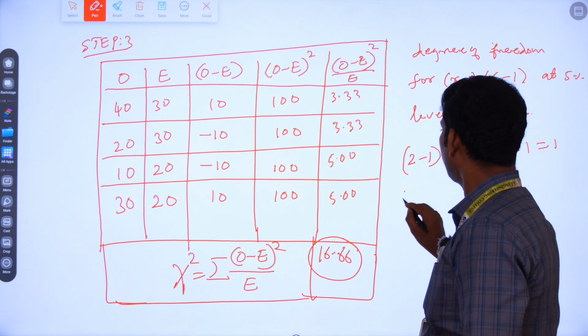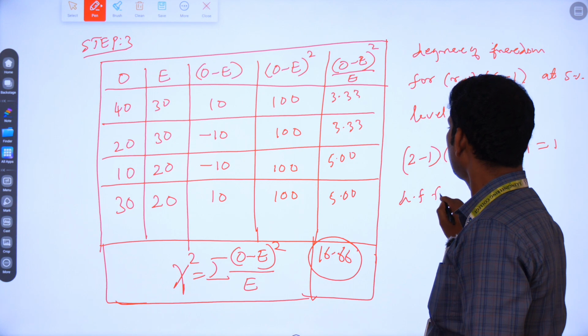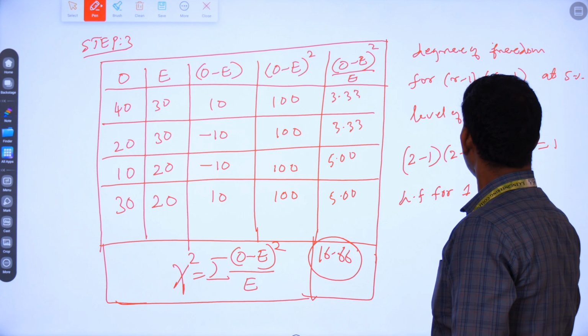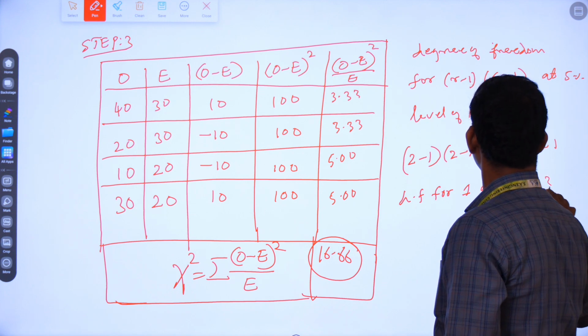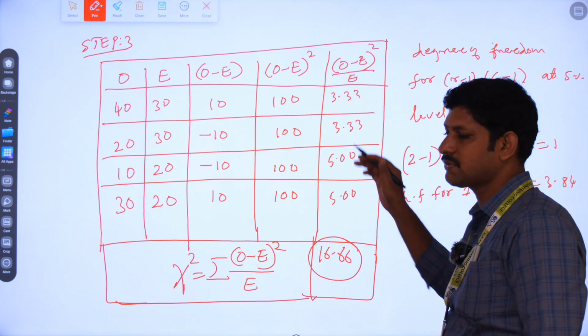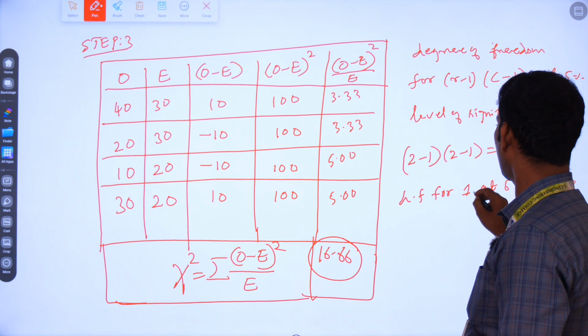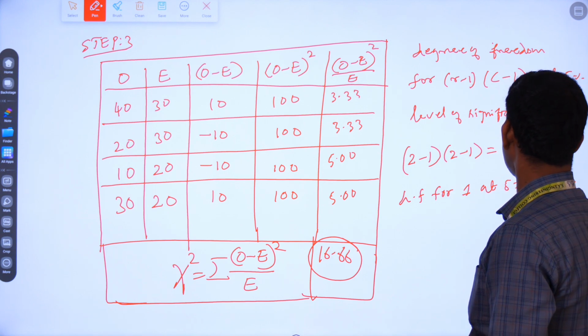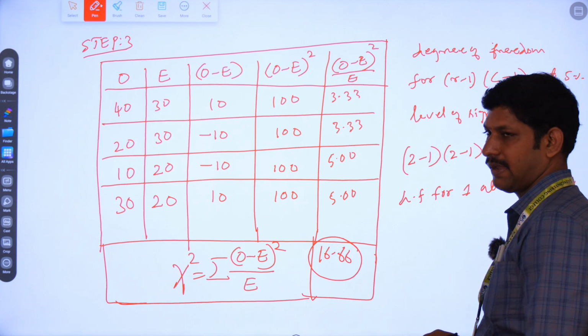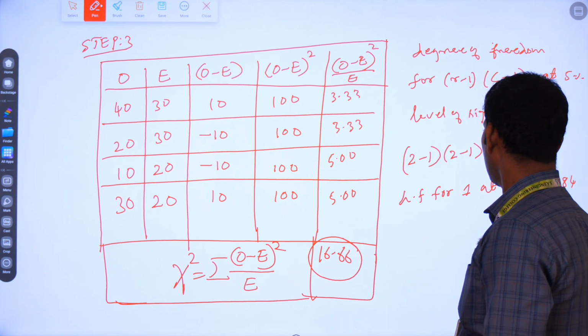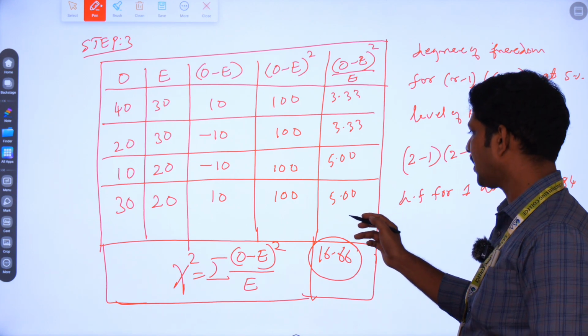So the degrees of freedom for 1 at 5% will be equal to 3.84. Already I showed the table. If you look in the table, we can get degrees of freedom 1 at 5% level of the test, and we fix 3.84. It will be the table value. Now we need to compare the table value with the calculated value.